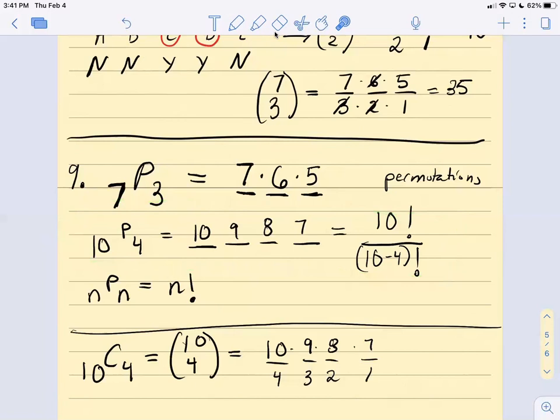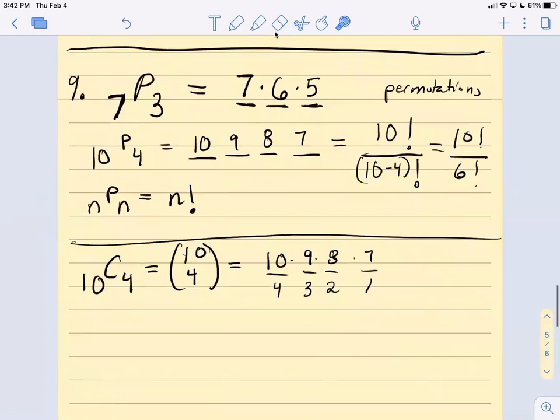For example, this would be 7 factorial. Yes, Diana, you'll see why in a second. It is 10 factorial over 6 factorial, but I'm doing it this way because I want to show you the pattern, that the way we got 6 is because we subtracted 10 minus 4. But you're exactly right, it's just 10 factorial over 6 factorial.